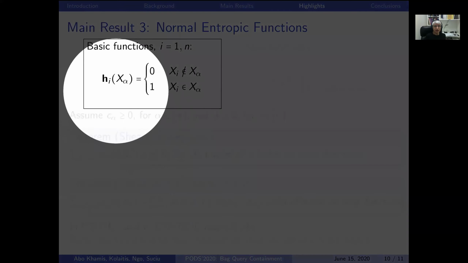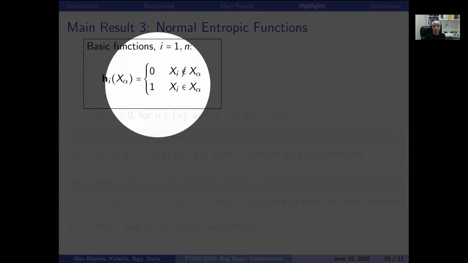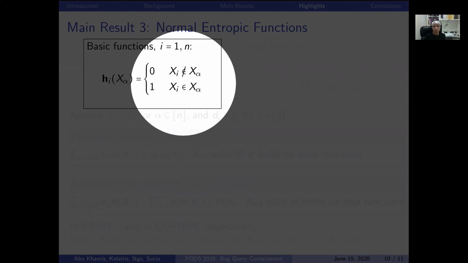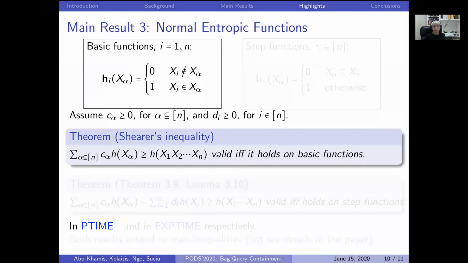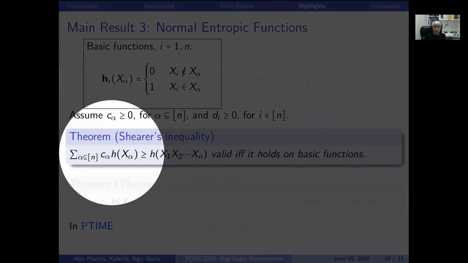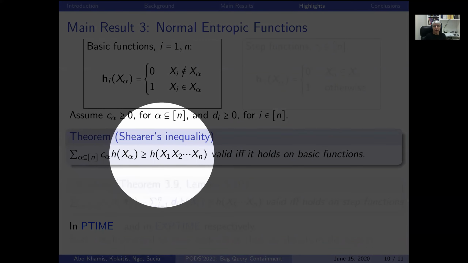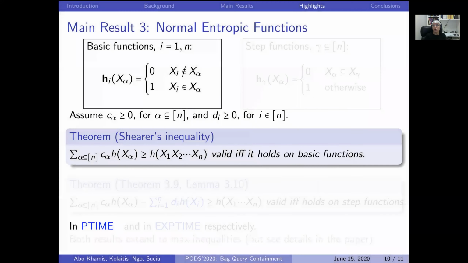For each variable xi, we are going to associate an entropic function that is one if and only if the set of variables on which we are computing contains our distinguished variable xi. The following is known for Shearer's inequalities. Consider a linear expression of entropic terms with positive terms. This is greater than h of all the variables if and only if it holds on all the basic functions. And therefore, it's checkable in polynomial time because there are just n basic entropic functions.